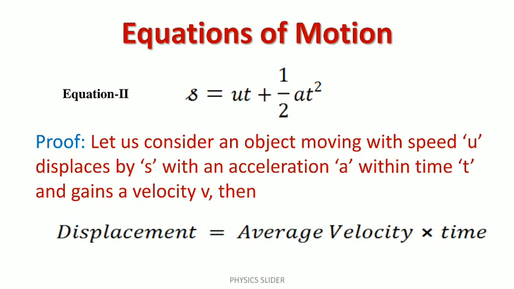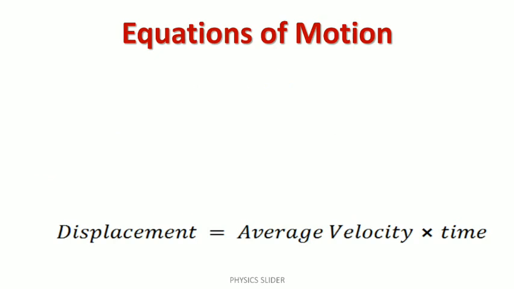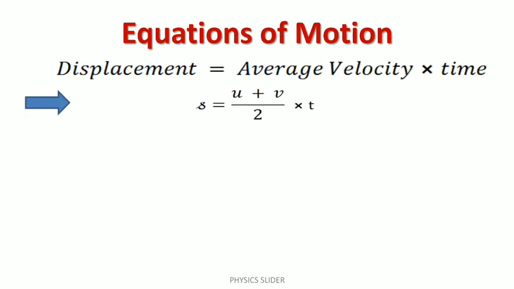But in this case, the velocity is changing from u to v. This from u to v means the velocity is changing. The velocity is non-uniform. In case of non-uniform velocity, we calculate the average velocity. That's why we have taken displacement is equal to average velocity into time. Now put the values of this. The average velocity is u plus v upon 2 into the time is t, and displacement is represented as s.